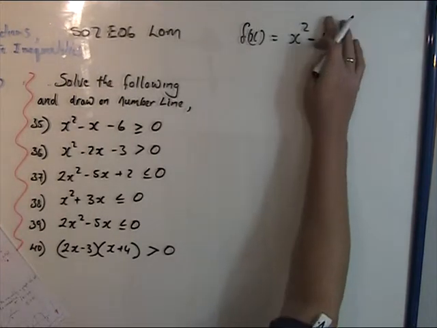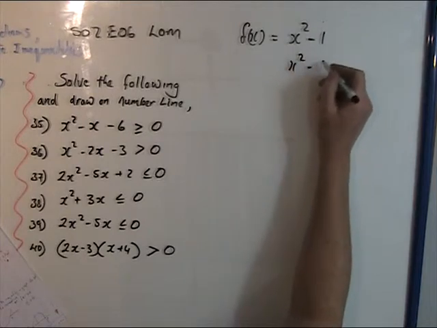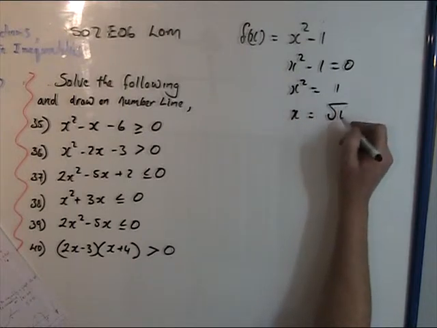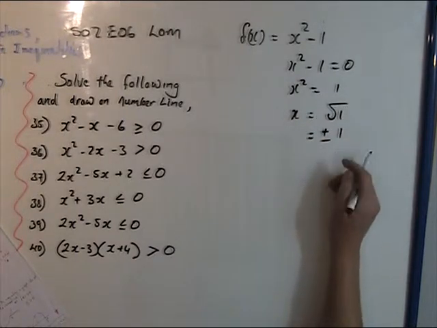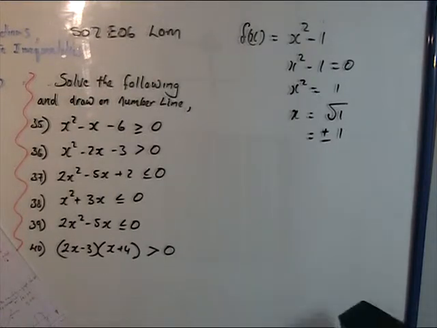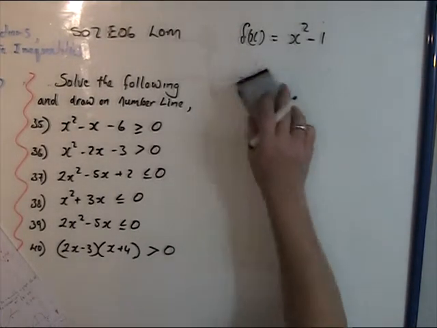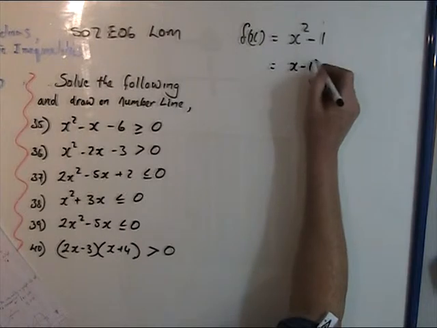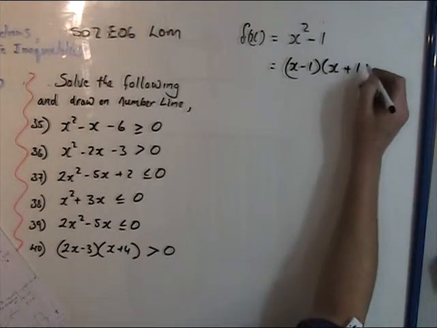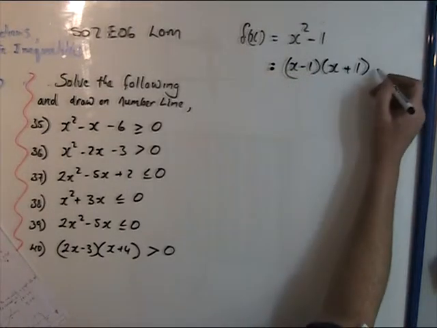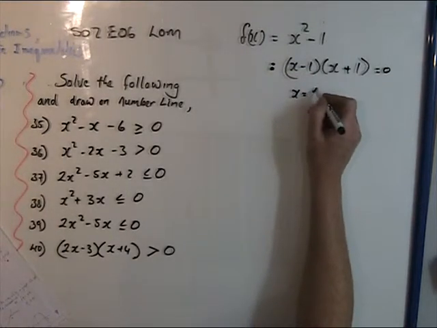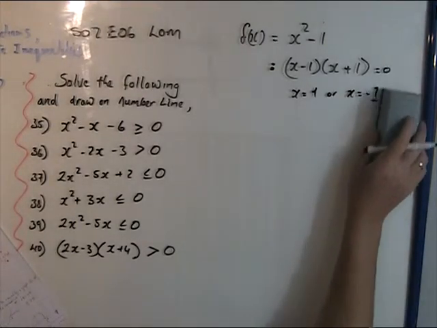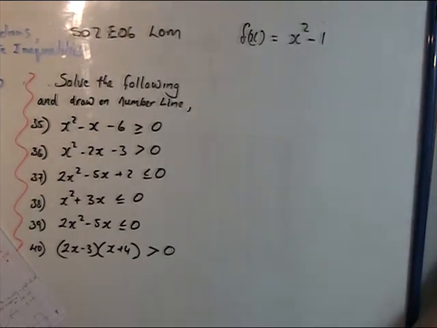If I was to solve it, I would go x squared minus 1 is equal to 0, x squared is equal to 1, x is equal to the square root of 1, and the answer is plus or minus 1. The square root of anything always has a negative root as well. This is also the difference of two squares: x minus 1 times x plus 1 equals 0, and that's the same way, x is equal to 1 or x is equal to minus 1. So there you have the factors, plus and minus 1.